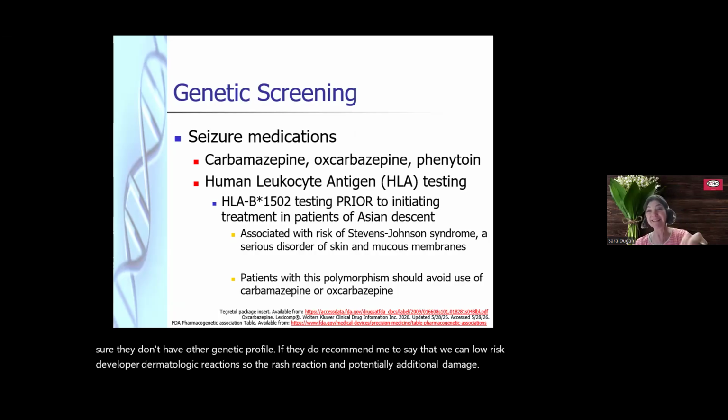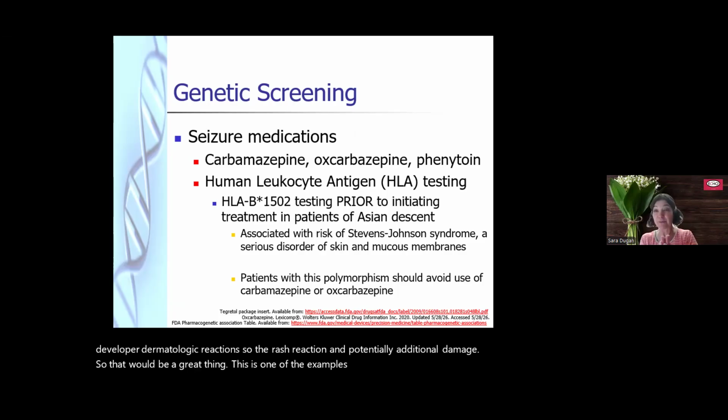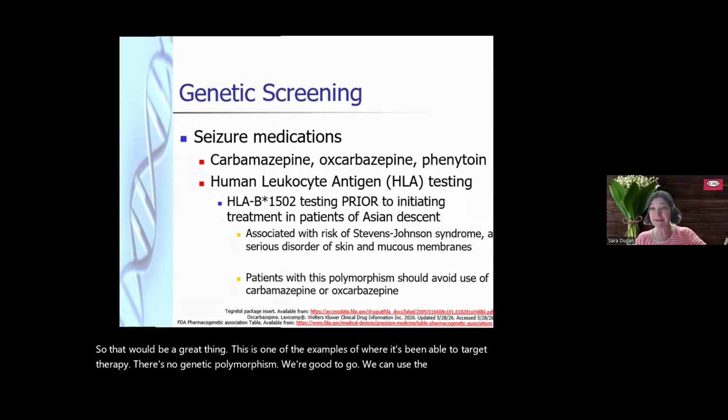This is one of the examples of where it's been able to target therapy. There's no genetic polymorphism. We're good to go. We can use the medicine safely. So it really does take some of the higher risk patients out of that pool. So that's been a benefit.